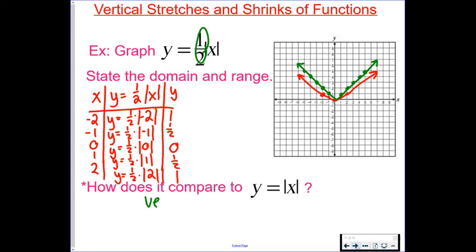Remember we said that is a vertical shrink by 1/2. Okay, so just know that a vertical shrink is going to make the graph wider. A vertical stretch is going to make it narrow, and it's all based on the number in the front here. If it's bigger than 1, it stretches it. If it's smaller than 1, it shrinks it and makes it wider.